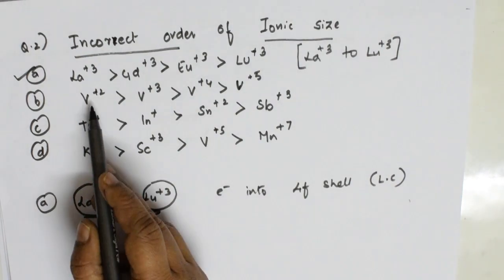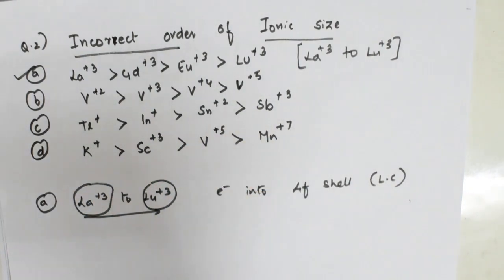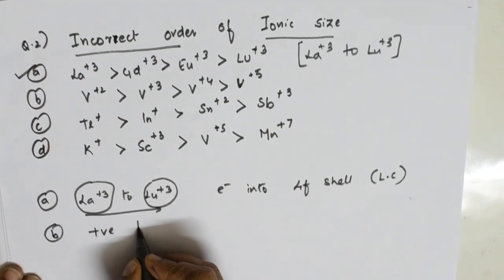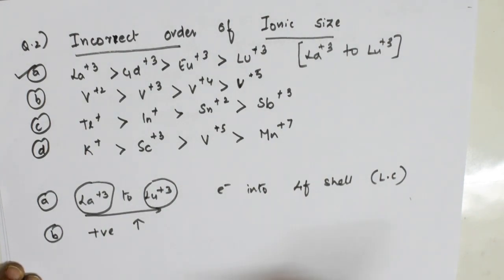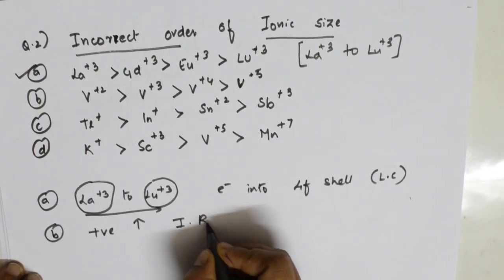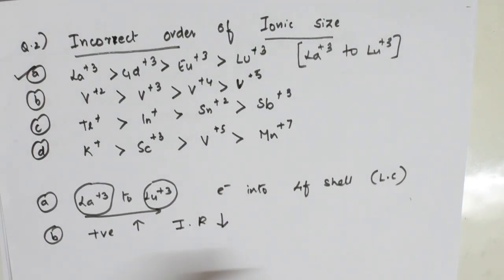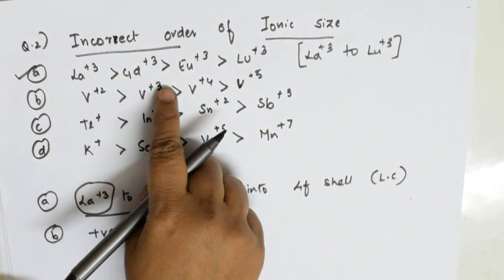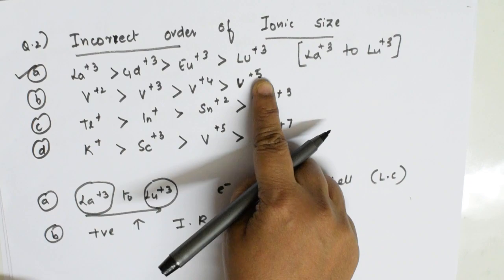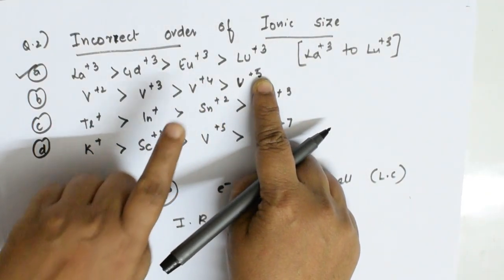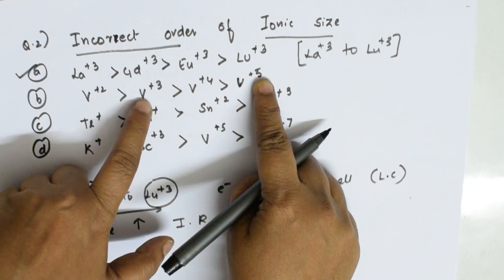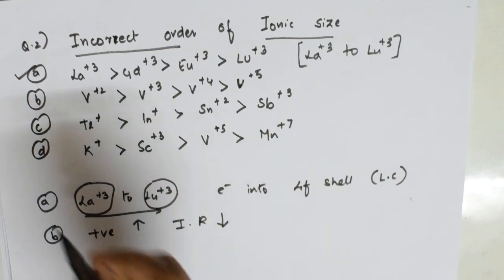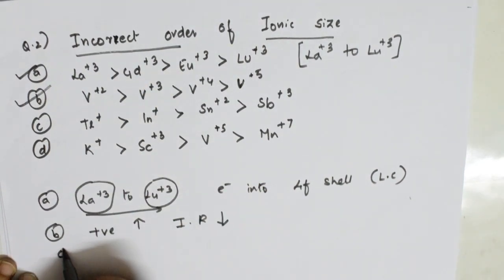The next one: V plus 2, V plus 3, V plus 4, V plus 5, vanadium. Now the next clue which you have to remember is, as the positive charge increases, ionic radii decrease. So as the positive charge increases here, 2, 3, 4, 5, which will have the smaller ionic radii? This will be smaller. So that's why it is said V plus 2 greater, V plus 3 greater, V plus 4 greater, V plus 5 less, means less in radii. So this option also is correct. Let us take the third one.